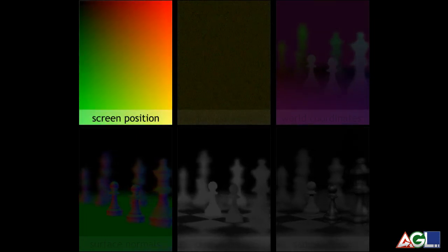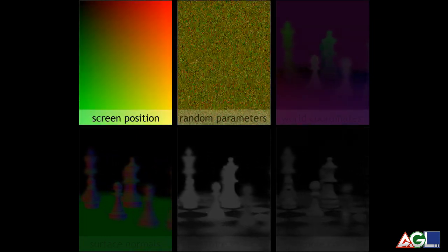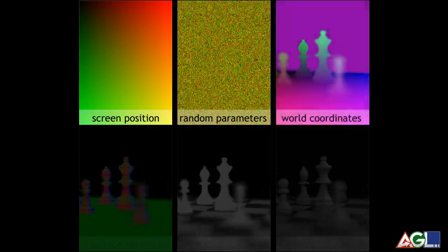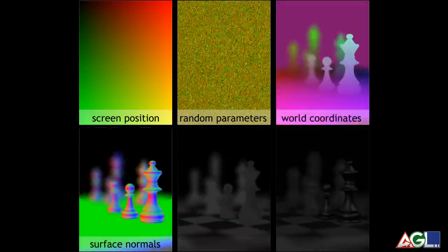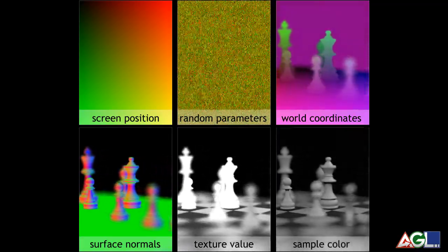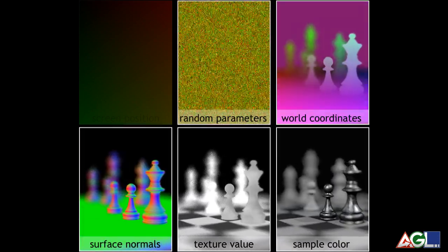In this example, these scene features include the screen position of the samples, the random parameters which select the point on the lens for depth of field, the world position, normal information, and texture values for the first intersection point, as well as the final sample color. Using this, we use mutual information to find the statistical dependency of the scene features on the random parameters.